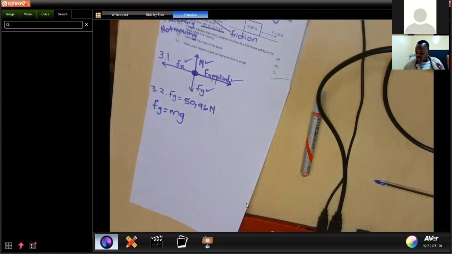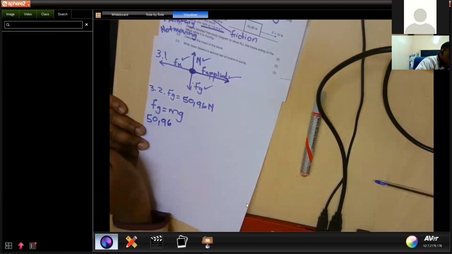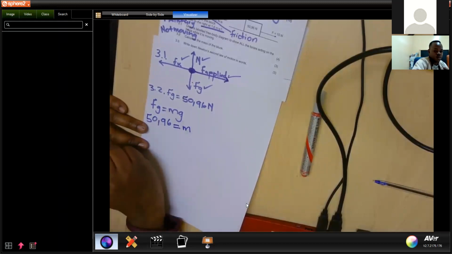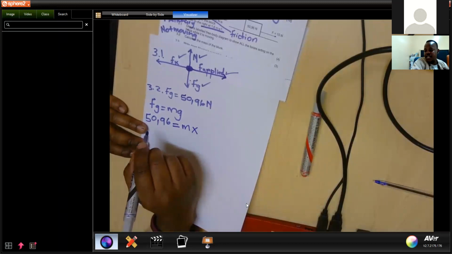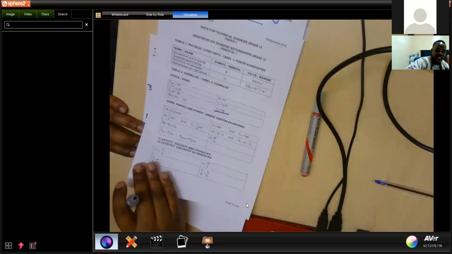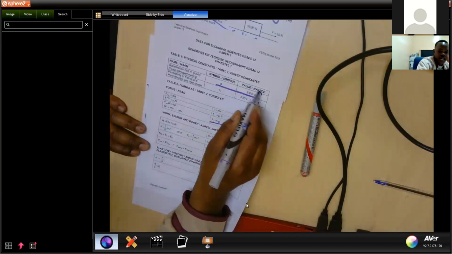Now, if I know that the force of gravity is equal to mg, then what I'm going to do there is just to substitute the magnitude of Fg because it was given. And we know our Fg is 50.96. And this is equal to m, which is what I'm looking for. And I will multiply by g. And the value of g, remember, you will get it from your data sheet. And there it is given. And the value is 9.8 meters per second squared.